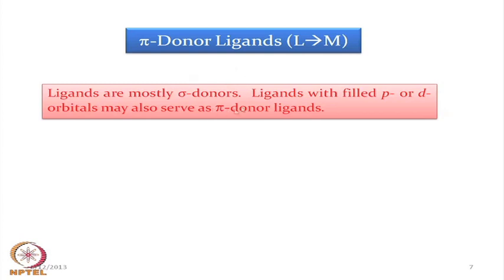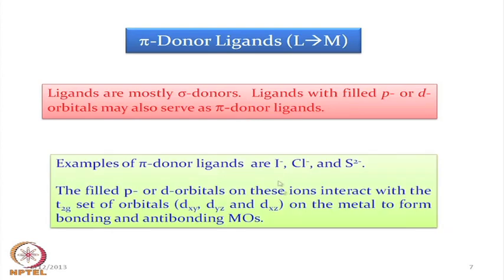But if there are non-bonding electrons giving rise to head-on overlap with the metal orbitals, this particular interaction is of sigma type, and we consider them good sigma donors. But if we have filled p and d orbitals that do not form the corresponding sigma-type orbitals, they can serve as good pi donor ligands from the ligand side.